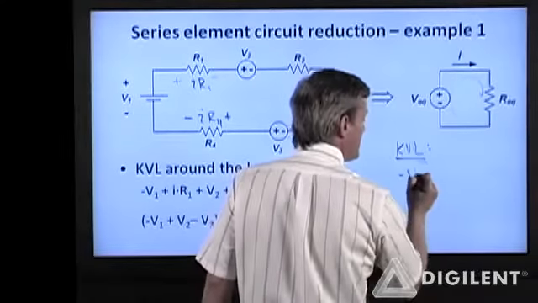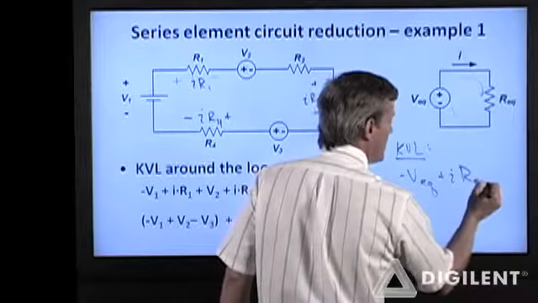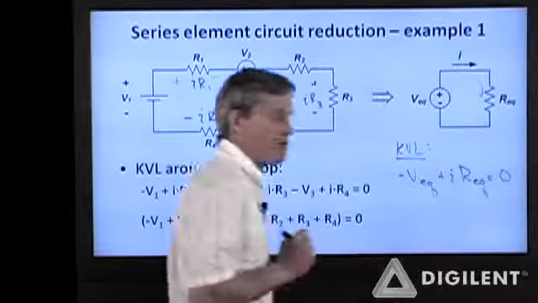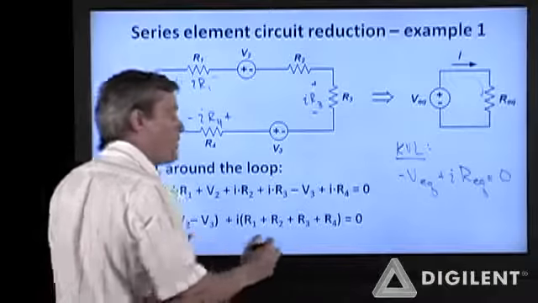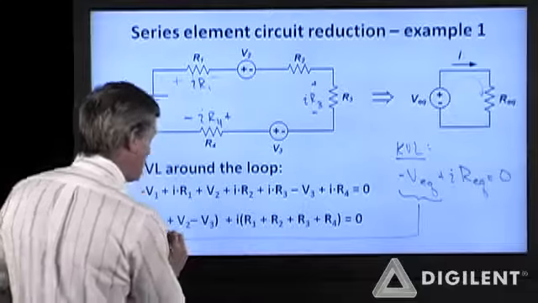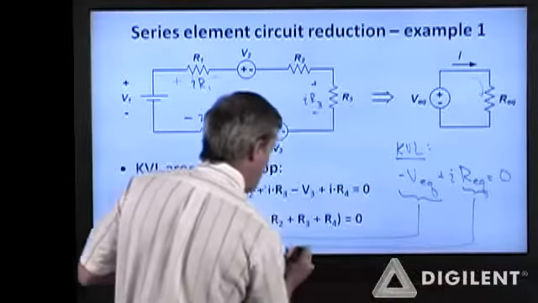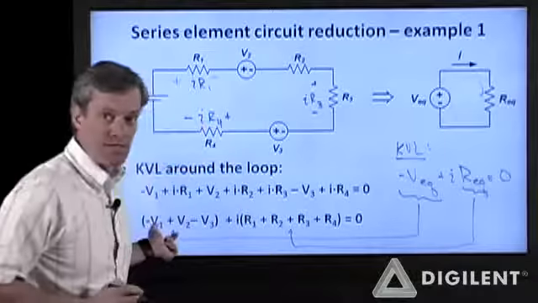Now, if I do KVL around this, I get minus VEQ plus I times REQ is equal to 0. So VEQ becomes the negative of this. REQ is the sum of all of the resistances.